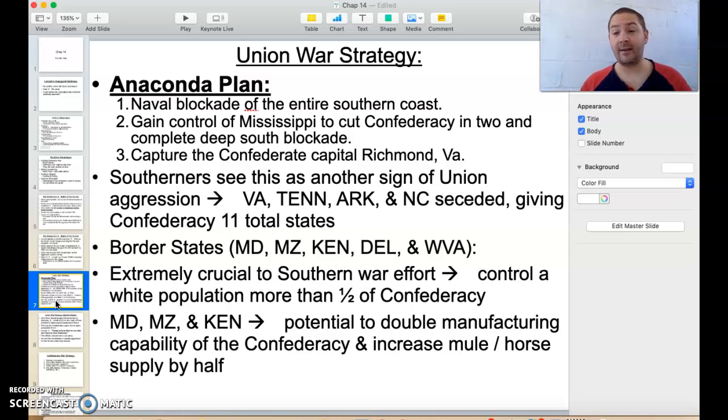Use your superior navy and your superior resources to starve out the South. Blockade southern ports, blockade the Gulf of Mexico, and most importantly, get your hands on the Mississippi River. And once you can do that, now you can start to sort of starve out the South.